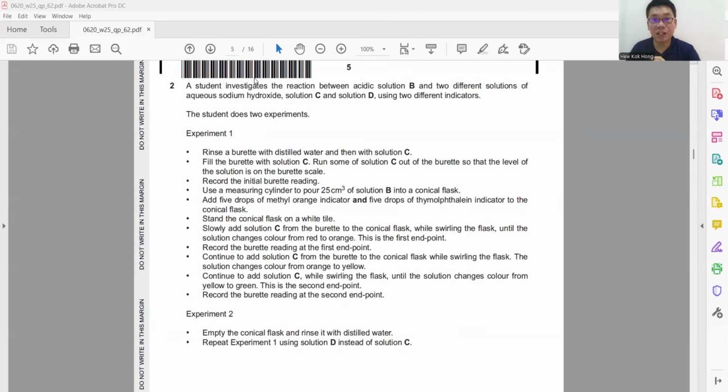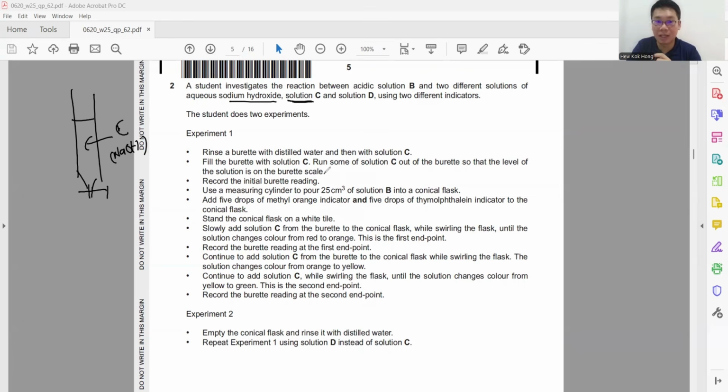Question 2. A student investigates the reaction between acidic solution B and 2 different solutions, NaOH solutions C and D, using 2 different indicators. The student does 2 experiments. Experiment 1: they use a burette. They rinse it with distilled water and then solution C. Solution C is NaOH.